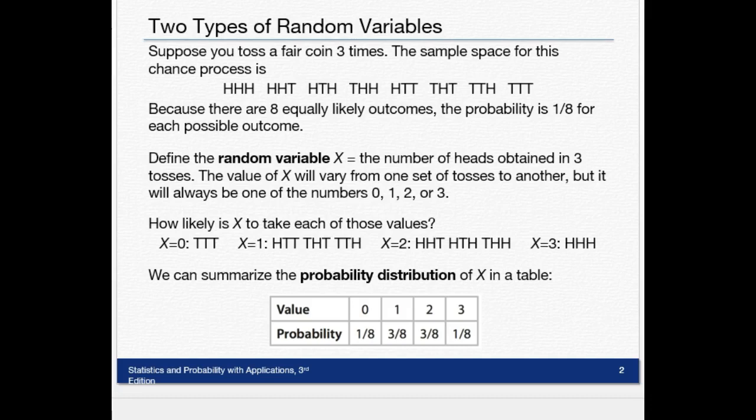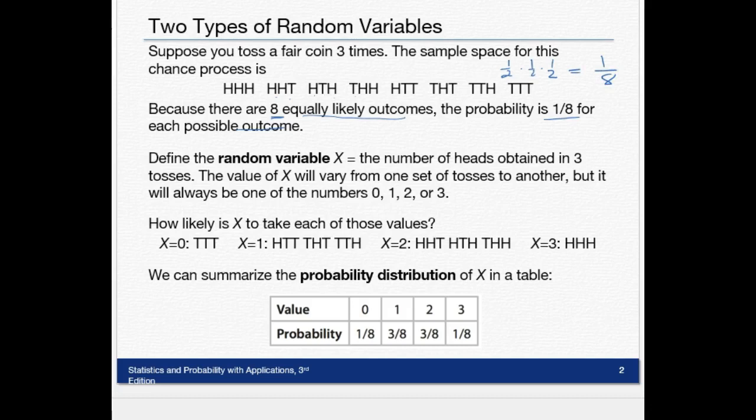The sample space for this process is you get three heads, two heads and a tail, heads, tails, heads, tails, heads, heads, heads, tails, tails, tails, heads, tails, tails, tails, heads, heads, tails, tails. All right, these are all the possible outcomes. There are eight equally likely outcomes. The probability is 1/8 for each possible outcome. And we know that because the probability of getting a tail is 1/2 times 1/2 times 1/2. It's the same in each of these possibilities. So when you multiply them all out, you get 1/8.